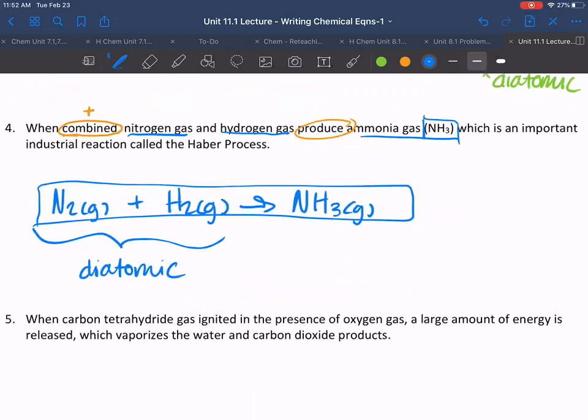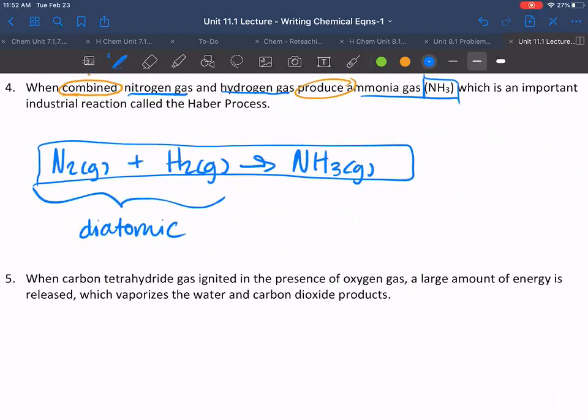Oh wait, last one here. When carbon tetrahydride, so here's a compound, is ignited in the presence of oxygen gas. So in the presence, we're going to think of that as our plus, and then we have oxygen gas. It says a large amount of energy is released. So again, we're putting energy on the right side because it's released. And then it says which vaporizes the water and carbon dioxide products. So it's telling us that water and carbon dioxide are our products. So this one's worded different than ones we have in the past. So you really got to be careful of how you break these things down.